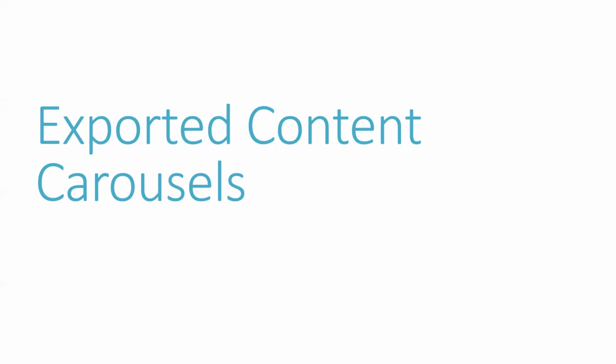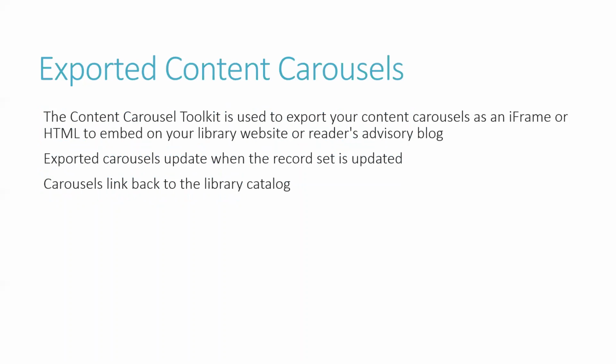What exported content carousels allow us to do is use a tool called the Content Carousel Toolkit in the staff client and export your content carousels as an iframe or HTML. The HTML or iframe can then be embedded in your library website or on a reader's advisory blog. The titles in this carousel link back to the library catalog, so it's a nice way to join your library website to your catalog, and they will update automatically as well.